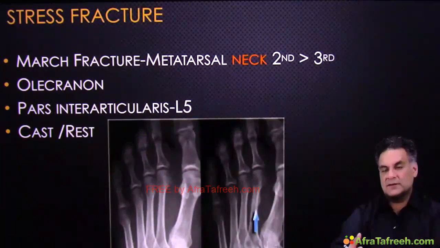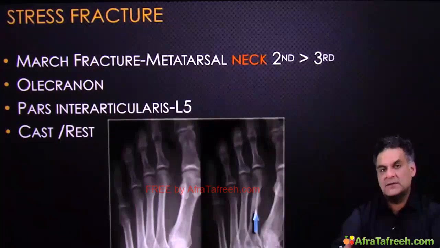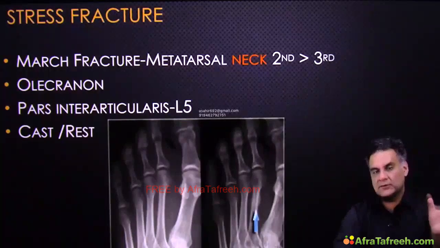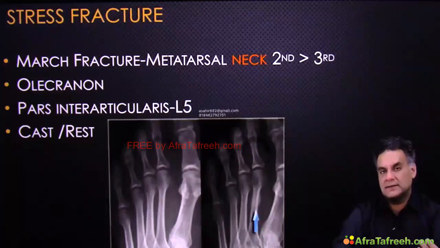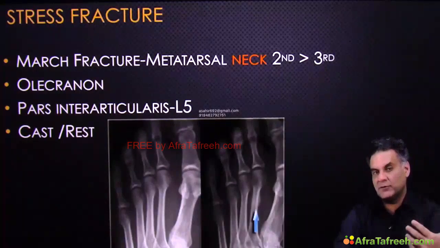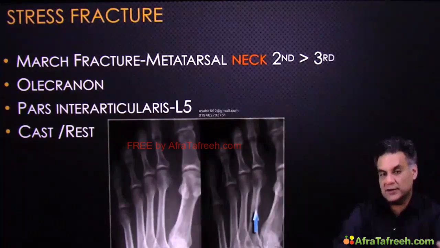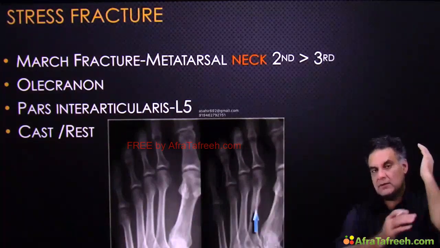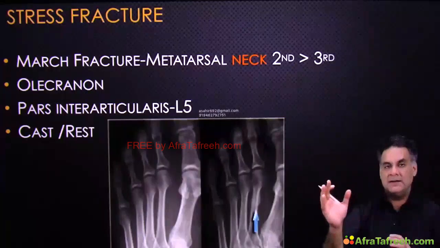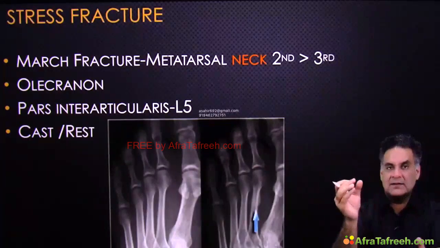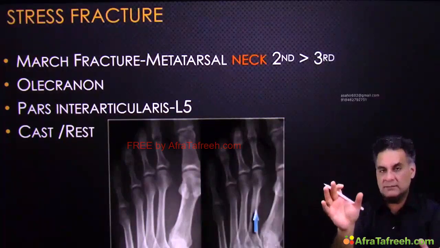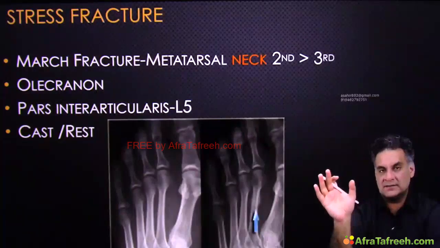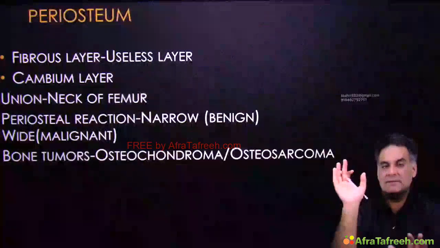One of the commonest stress fractures in the human body is a march fracture, which involves the second metatarsal neck more than the third. It's also called a shin splint if it involves the tibia. It follows repeated episodes of walking, military exercise or jogging. In the upper limb, the olecranon, and in the spine, an area called the pars interarticularis involves the L5 area. Treatment: strict rest and cast. Cast is preferred over rest.